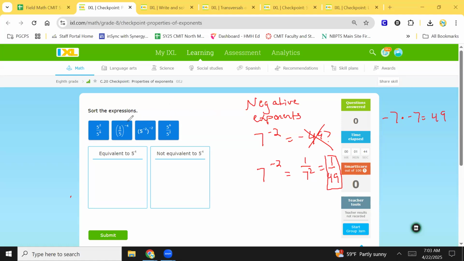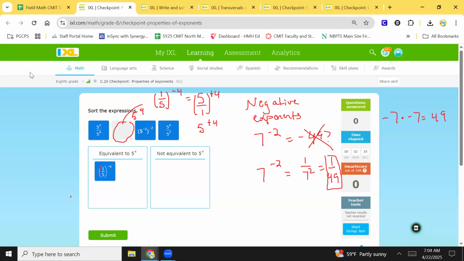Anytime you see a negative exponent, you can just flip things around. So 1/5, if we have that to the negative fourth, we can do the reciprocal. And the reciprocal of 1/5 is 5 over 1, or just 5. I mean, not to the negative fourth, but now to the positive fourth. So this right here is the same as 5 to the fourth. So it's equivalent to 5 to the fourth. So let's drag that.